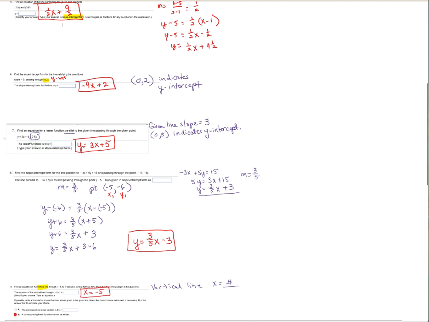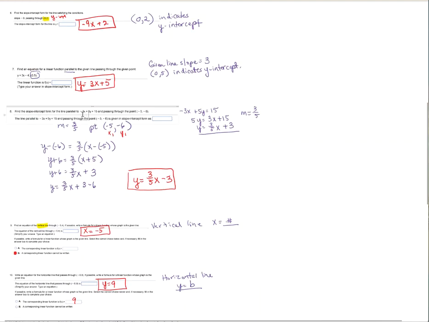Same thing here. Given this line, y equals 3x minus 4, find an equation of the line that's parallel to that but goes through this point. Well, the given line slope is 3. And 0, 5 indicates that that's a y-intercept. So we use that same slope, y equals 3x plus 5.